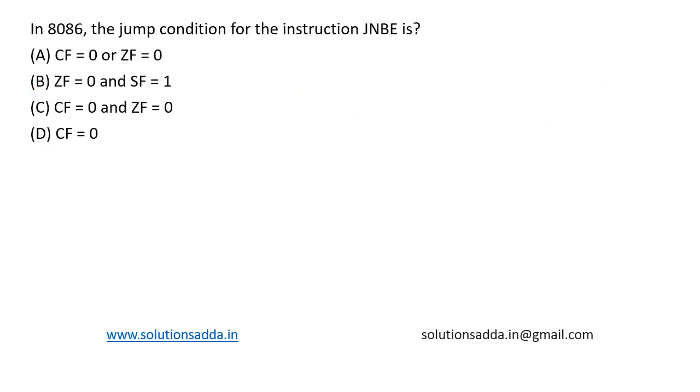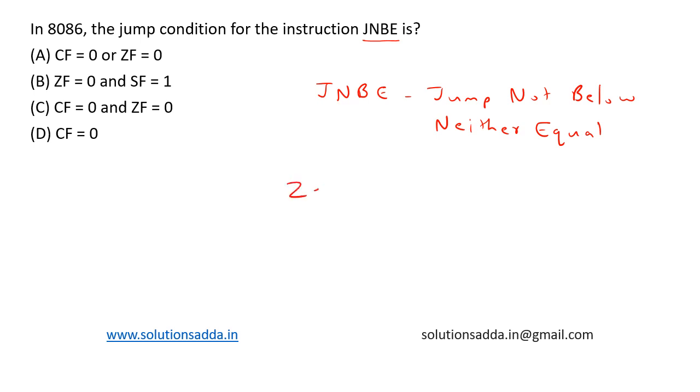This is a question from microprocessor. In 8086, the jump condition for the instruction JNBE is, and four options are given. So in 8086, the instruction JNBE is jump not below, neither equal. So to execute this instruction, the zero flag should be false.